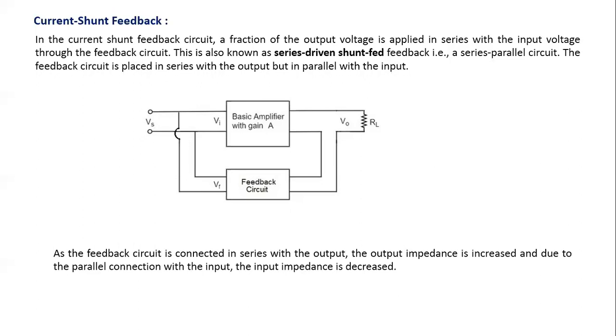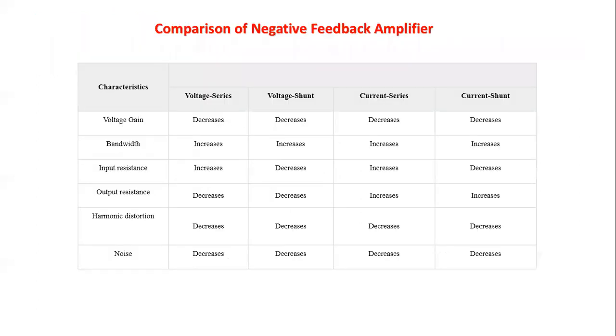Now we have learned all four types of negative feedback connections. Here is a comparison between all these negative feedback amplifier circuits. Considering different parameters, there are different comparison points. We are considering the parameters voltage gain, bandwidth, input resistance, output resistance, and the harmonic distortion along with the noise present. These are the comparison points for all the negative feedback amplifier connections.